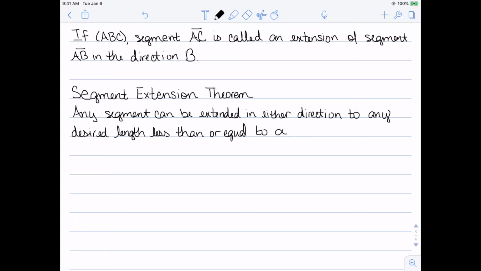The segment extension theorem says any segment can be extended in either direction to any desired length less than or equal to alpha. Our segment doubling theorem said we could absolutely double the length, but the segment extension theorem says that I can actually extend it to any length as long as it's less than alpha.